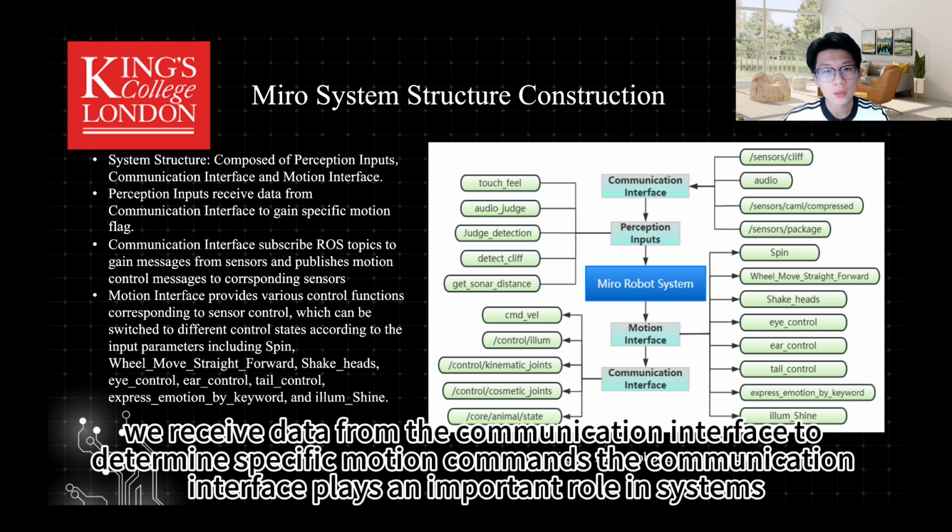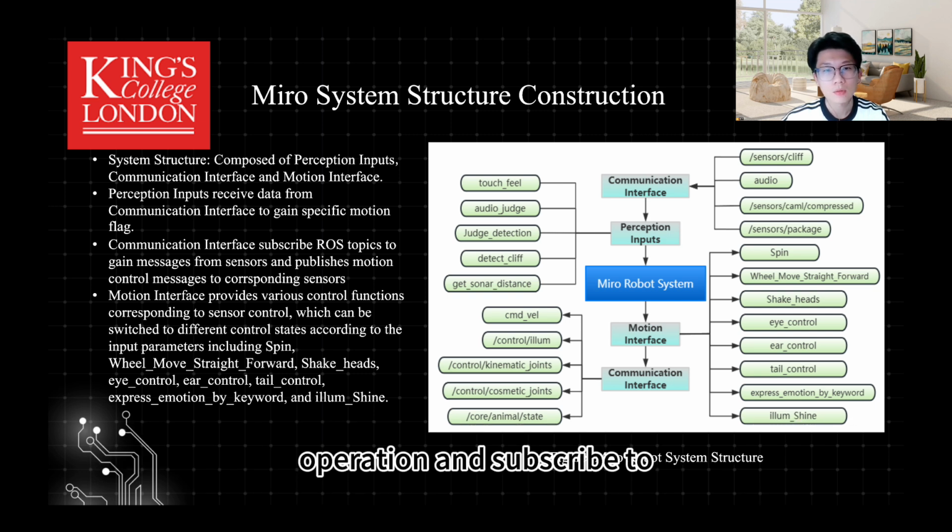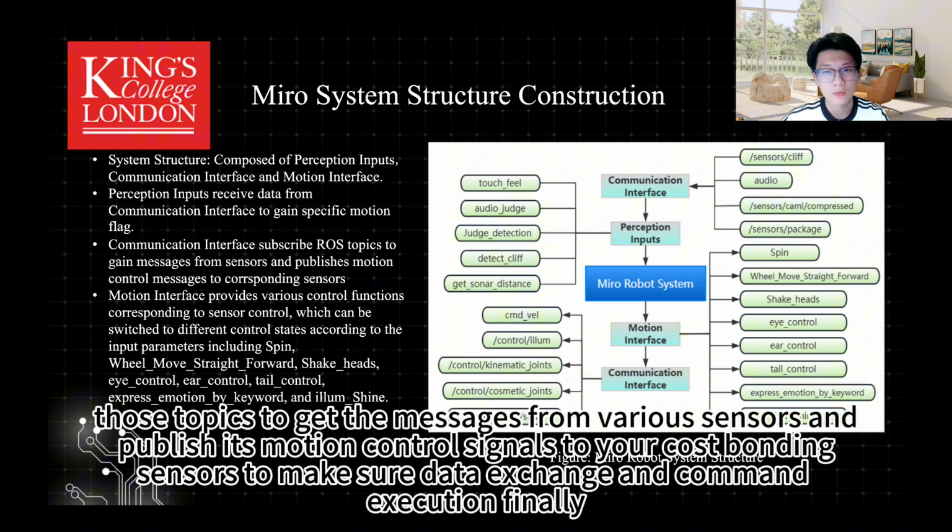The communication interface plays an important role in the system's operation. It subscribes to those topics to gather messages from various sensors and publishes its motion control signals to the corresponding sensors to ensure data exchange and command execution.